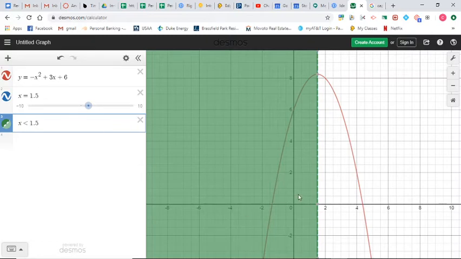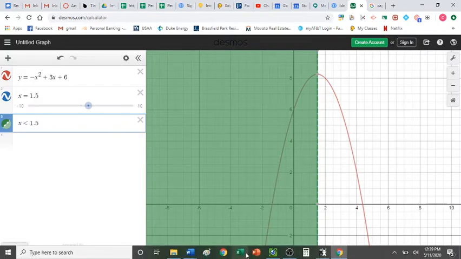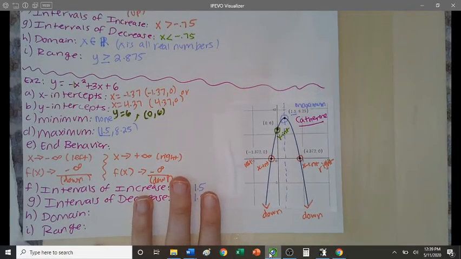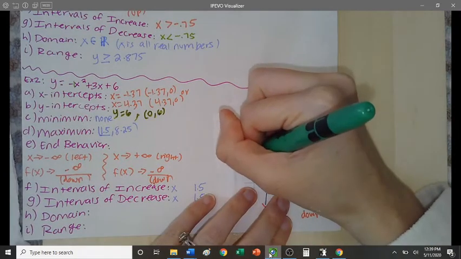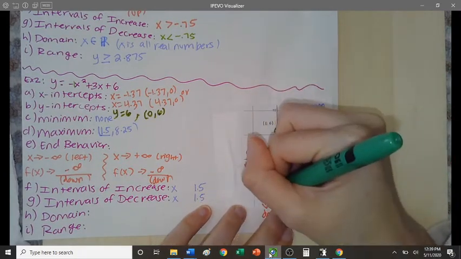Okay, so if you're ever on the left of your maximum or minimum point, it's always going to be a less than. And if you're on the right, it's always going to be a greater than. And depending on the way the graph faces will determine if it'll be increasing or decreasing on the left or right. So the graph is increasing on the left, so the increasing interval is where x is less than 1.5. So I'm going to write that on my paper. Again, this side is where the graph is increasing, right here.